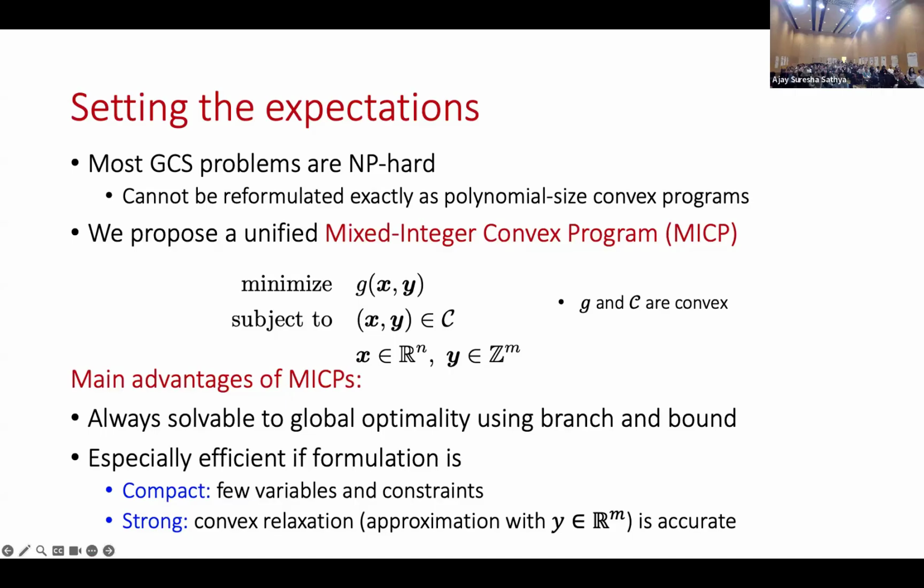And the other thing that is fundamental is that the formulation is, quote unquote, strong, which means that the convex relaxation, which is the convex program that we obtain by just throwing away the constraint that part of the variables are integer, is a good approximation of the original problem. Then our branch and bound algorithms will run very quickly. In many cases, we can even skip the branch and bound and solve the problem directly from the convex relaxation, if the problem has some special structure.